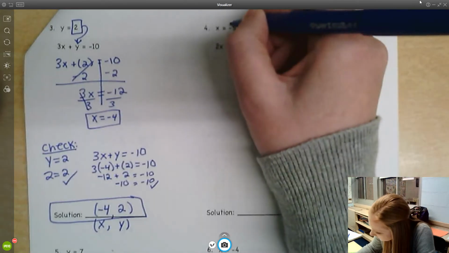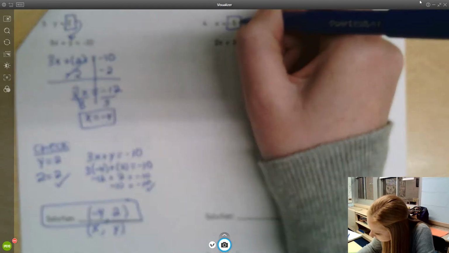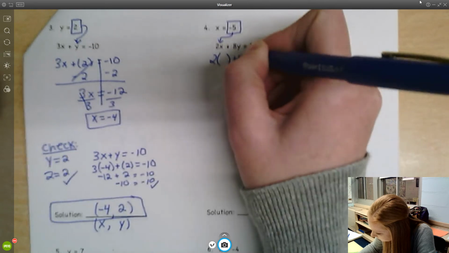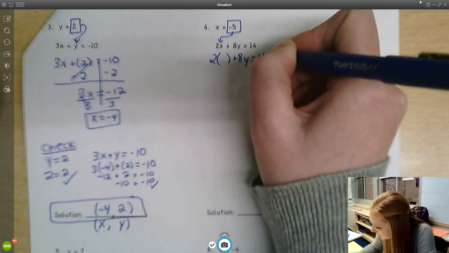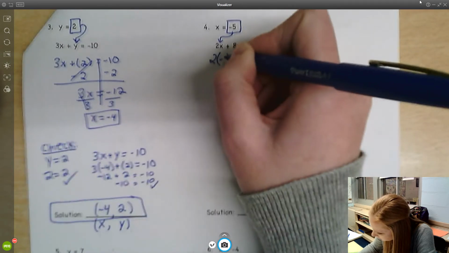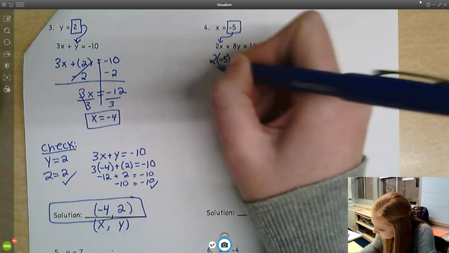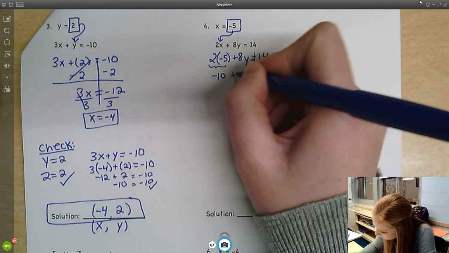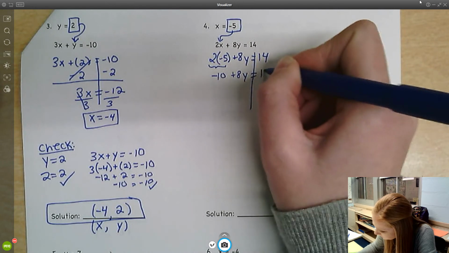All right, number 4, they give us x equals negative 5. So let's take that negative 5 and plug it in for x. And then we will solve for y. So we're going to plug in our negative 5. Let's simplify. 2 times negative 5 is negative 10. Bring down your plus 8y.